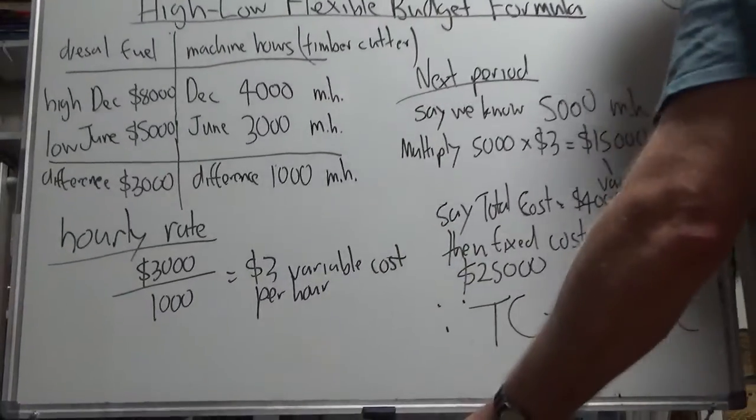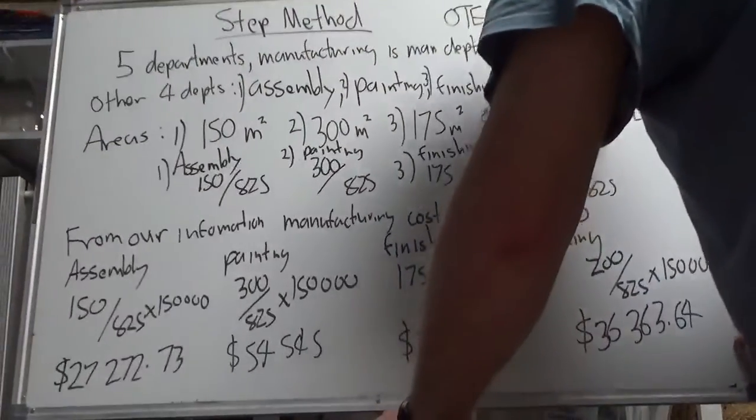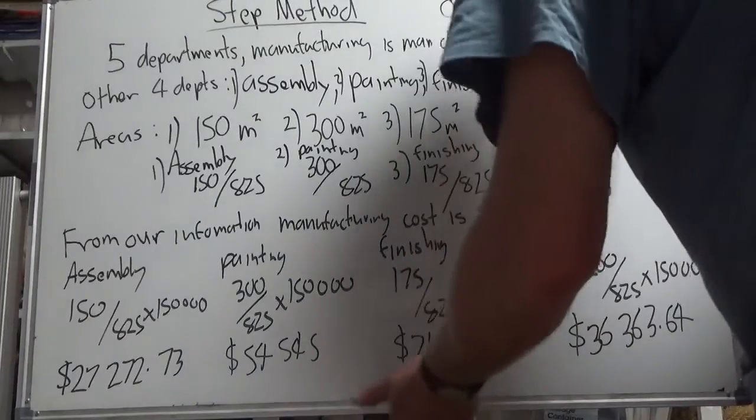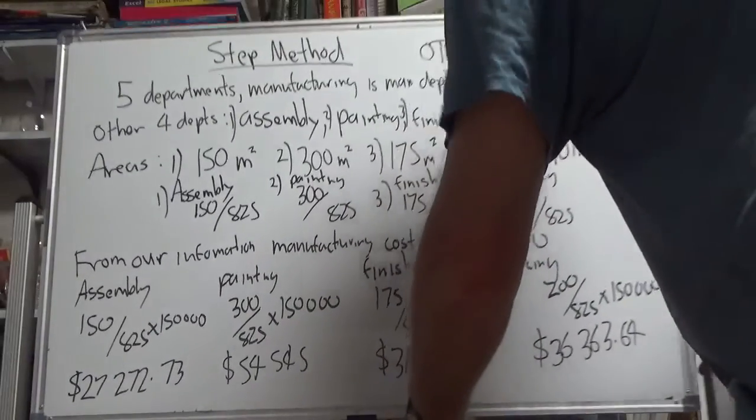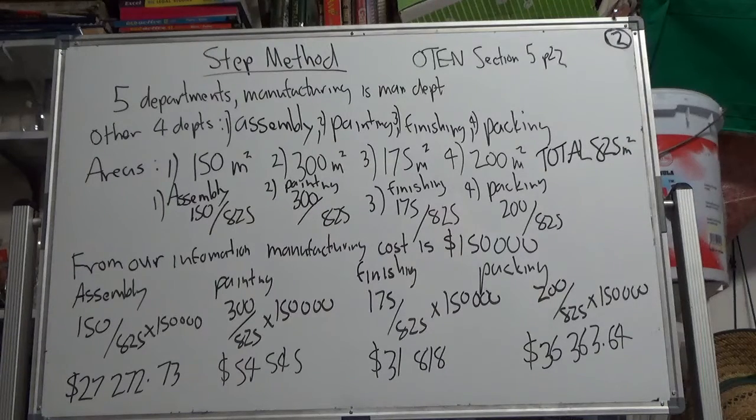Okay, and I'll just flip the whiteboard over for the next topic, which is the step method, which we'll get to fairly soon. I'll just take a seat again. And so that's how you do a high-low flexible budget.